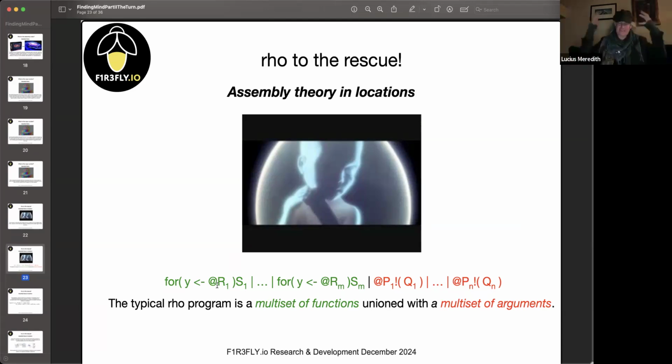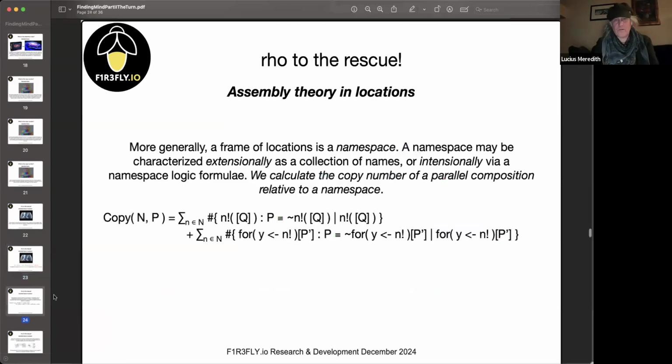And that is exactly the typing that is generated by the hypercube functor. And if you run the hypercube functor on rho, you get namespace logic. So in general, we define a frame of locations as a namespace. It's just a collection of tags, and the tags can either be given extensionally or intensionally via a namespace logic formula. And then we calculate a copy number of a parallel composition of programs, or a collection of interacting programs, right? So our elementary particles relative to a namespace. I won't break this formula down for you. For the case of rho, we can now define copy number.